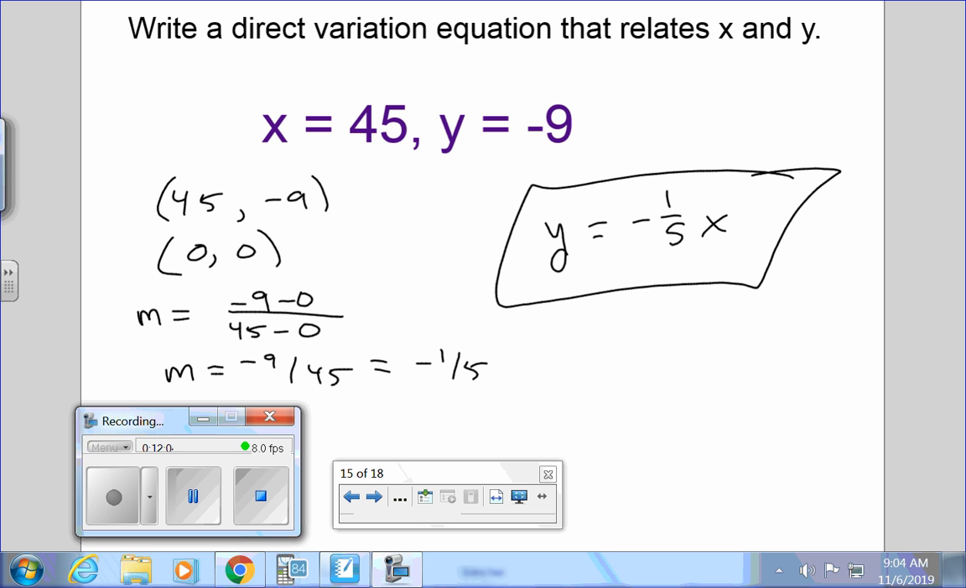Okay, this was our last one, so let's talk it out. I put the 45, negative 9 into coordinate. I also knew my line would be going through 0, 0, so I used those numbers to get my slope. Now this slope was a little harder than the last one. It ended up being a negative 9 over 45, and I reduced that fraction. You can divide the top number and the bottom number by 9, or the calculator can reduce the fraction for you. This was the graduation problem.